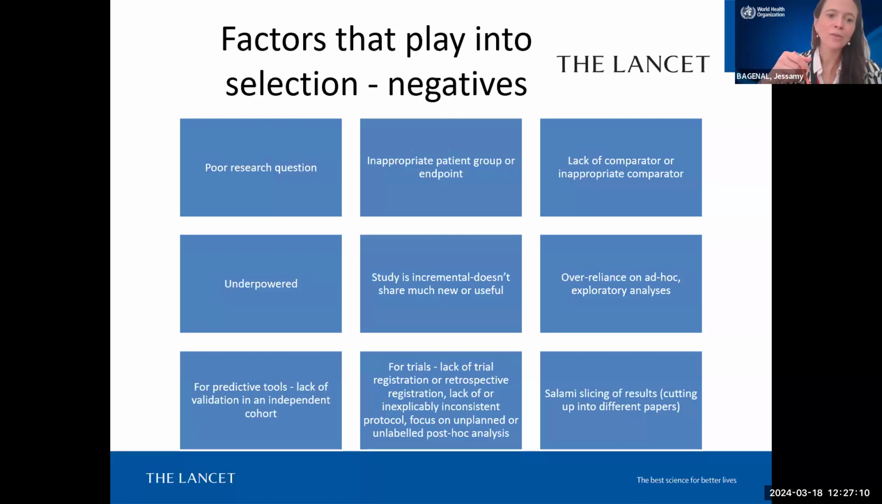again, that would put us off. For predictive tools, if there's a lack of validation in an independent cohort, we must have external validation for any papers that we publish that are like that. And for trials, if there's a lack of registration or retrospective registration, or inexplicably inconsistent outcomes from the protocol and the methodology, that would be a problem.